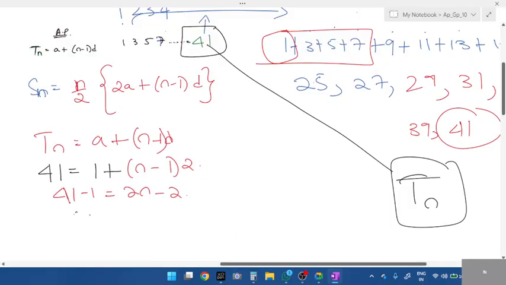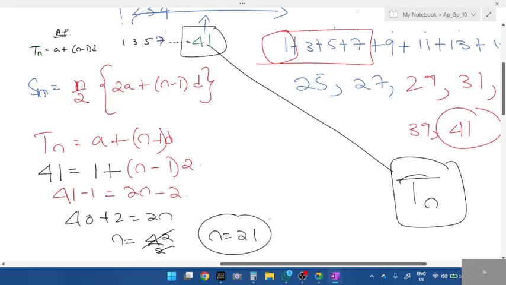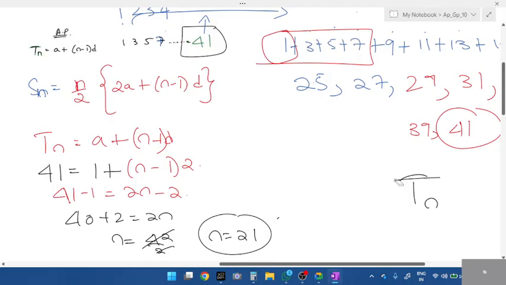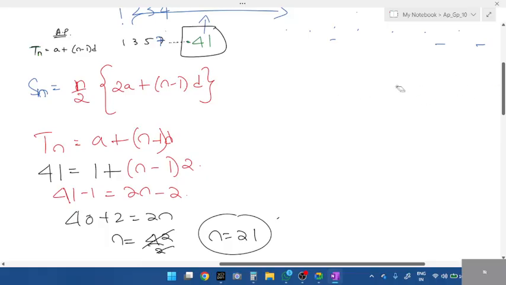40 minus 2 goes to the other side as plus 2. n is equal to 40 plus 2, which is 42, divided by 2. n is equal to 21. Is it clear till here? All of you understood? Any doubts? No doubts, right? So it is clear, students. We got the value of n.